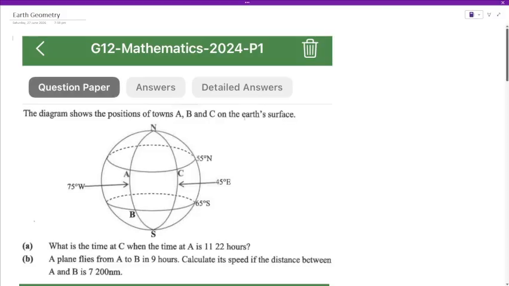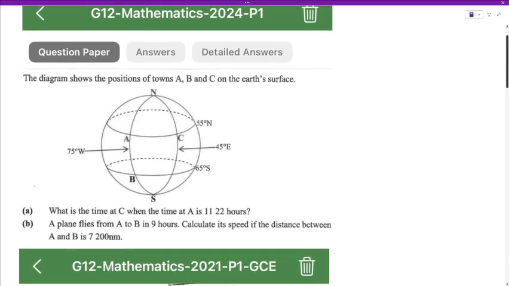Well, let us now look at question 1. So question 1 says, coming from 2024 paper 1, written by the grade 12s. The diagram shows the positions of points A, B, and C on the Earth's surface. Okay, you have those points. You have the north there, you have the south there. They've not indicated, but this is east and this is west, but usually you can pick it up from that longitude there. We have those points there.